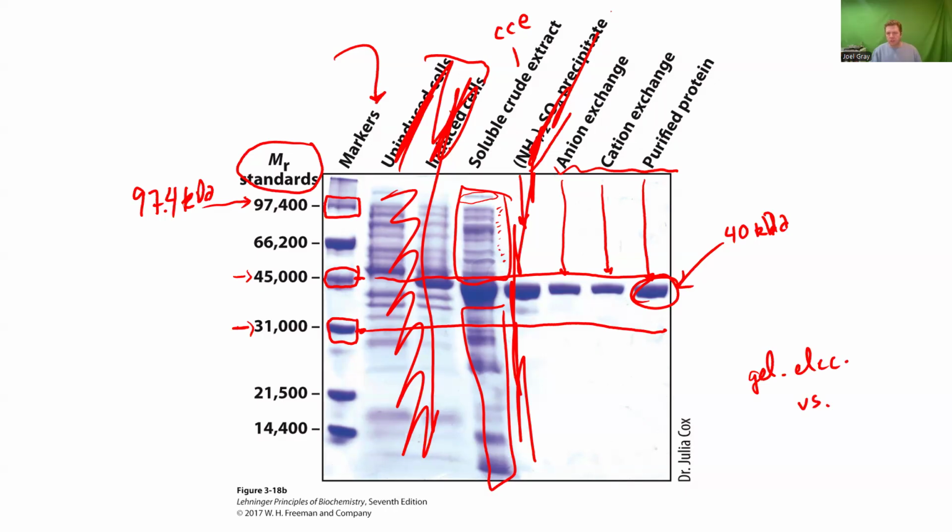versus size exclusion is that these two techniques both separate based on molecular weight. The smallest proteins, every protein's loaded up at the top here, and then they migrate, and they separate based on molecular weight. With gel electrophoresis, I don't understand how it could show the same position for both anion exchange. It's the same protein that was enriched there.